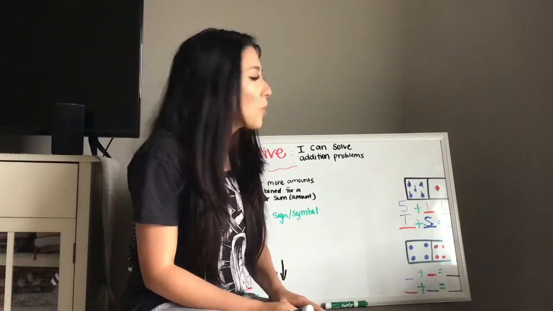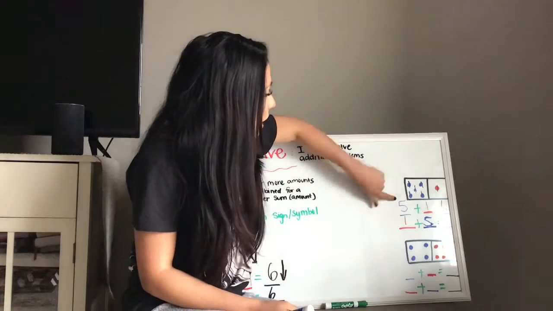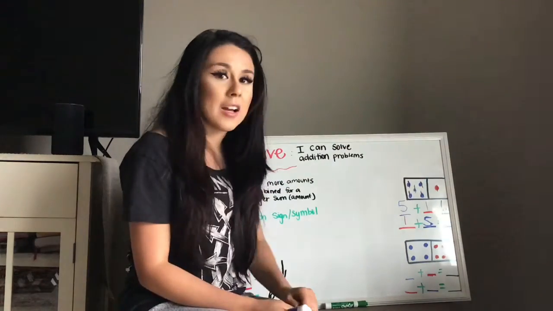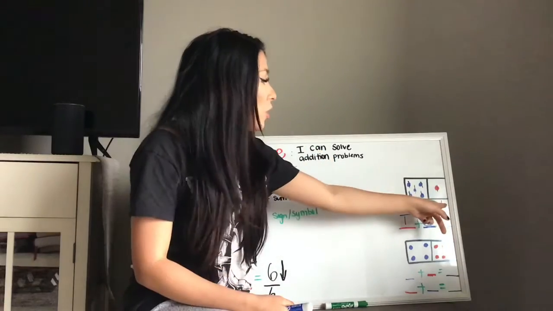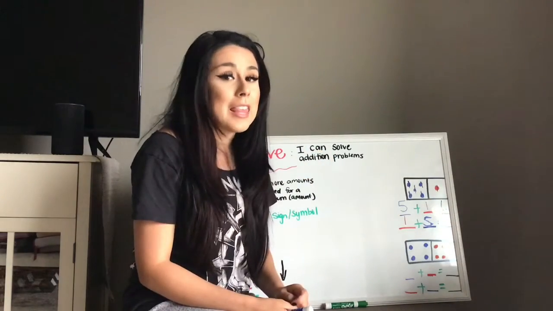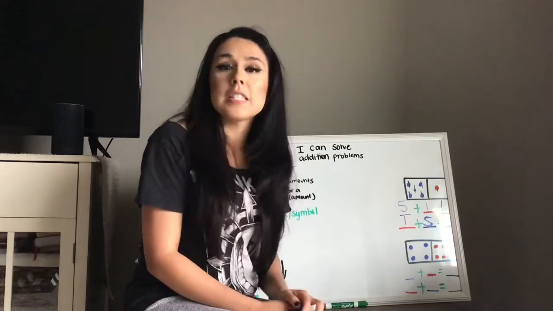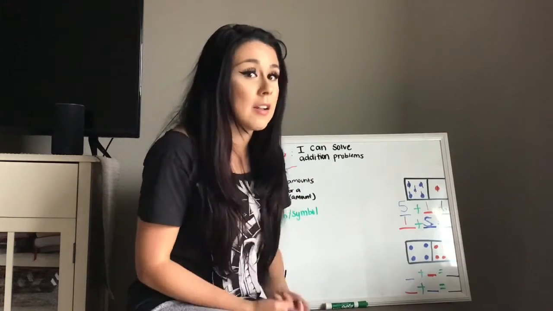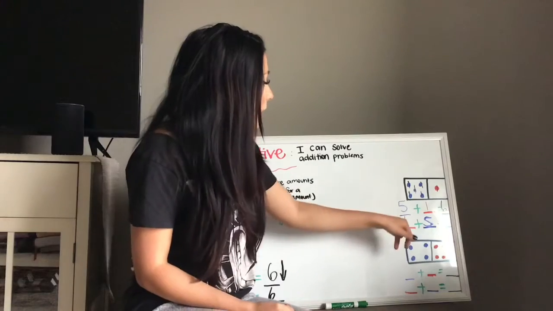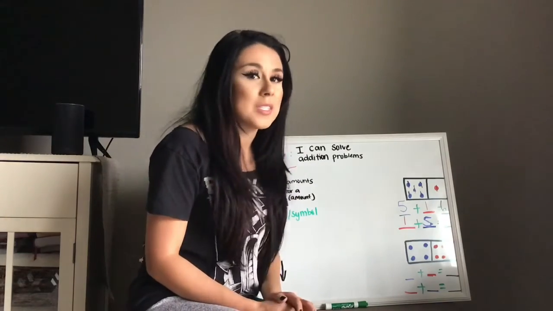Okay, so let's go over it one more time. We had 5 blue dots and 1 red dot. We combined them together to make 6 dots. Then we wrote the turnaround addition fact. So our answer stayed the same. We still have 6 dots. We just flipped the domino and now it's 1 plus 5 equals 6.